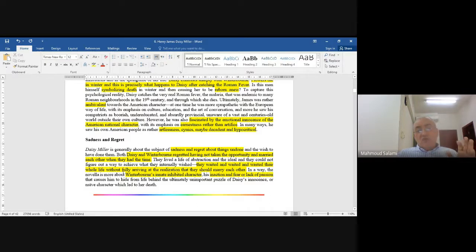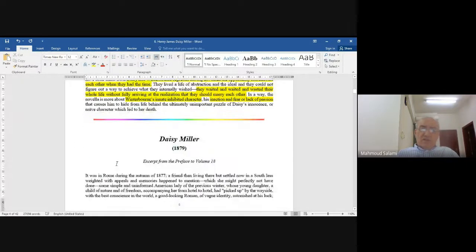In a way, the novella is about Winterbourne's innate, inhibited character, his inaction and fear or lack of passion that causes him to hide from life behind the ultimately unimportant puzzle of Daisy's innocence or naive character, which led to her death. Okay? I think this is the whole thing about the story.